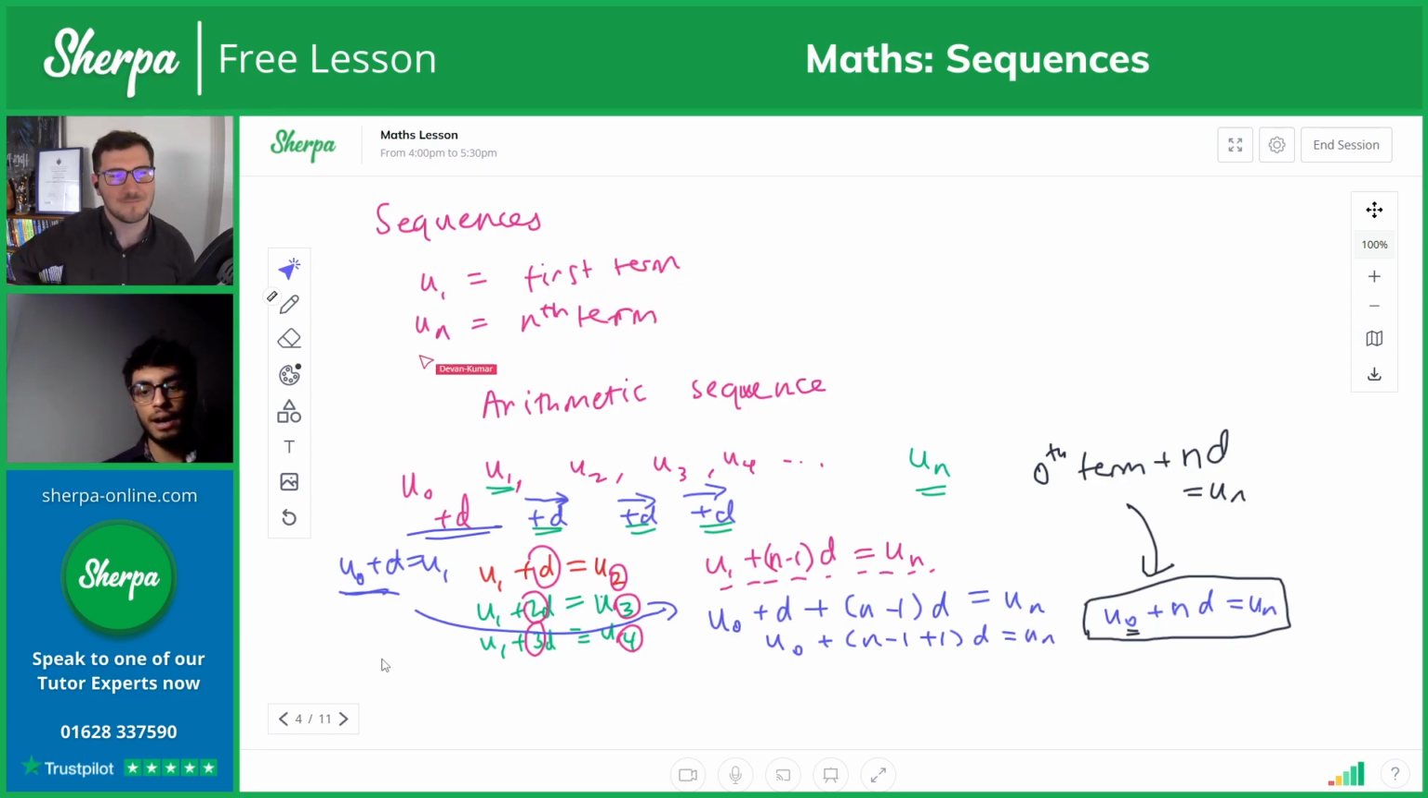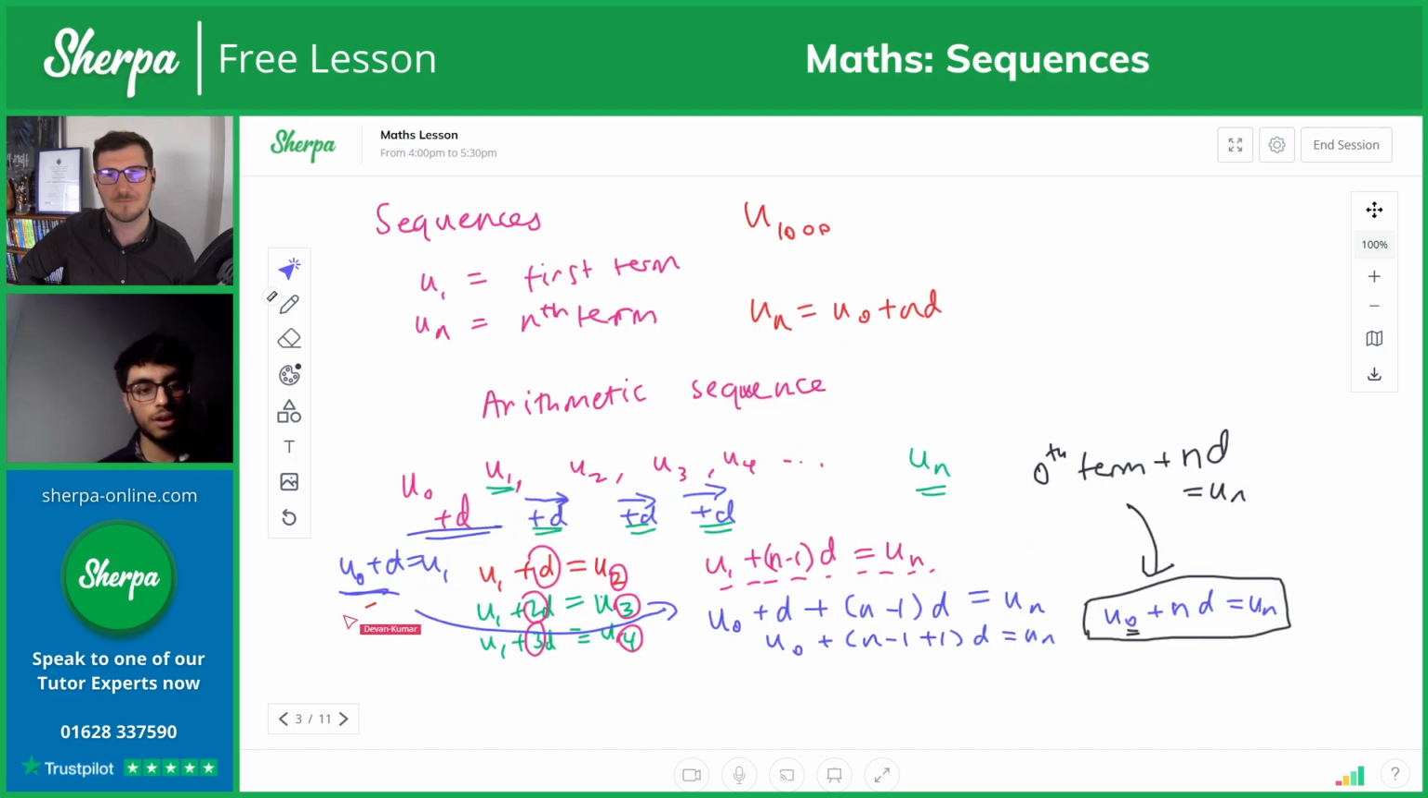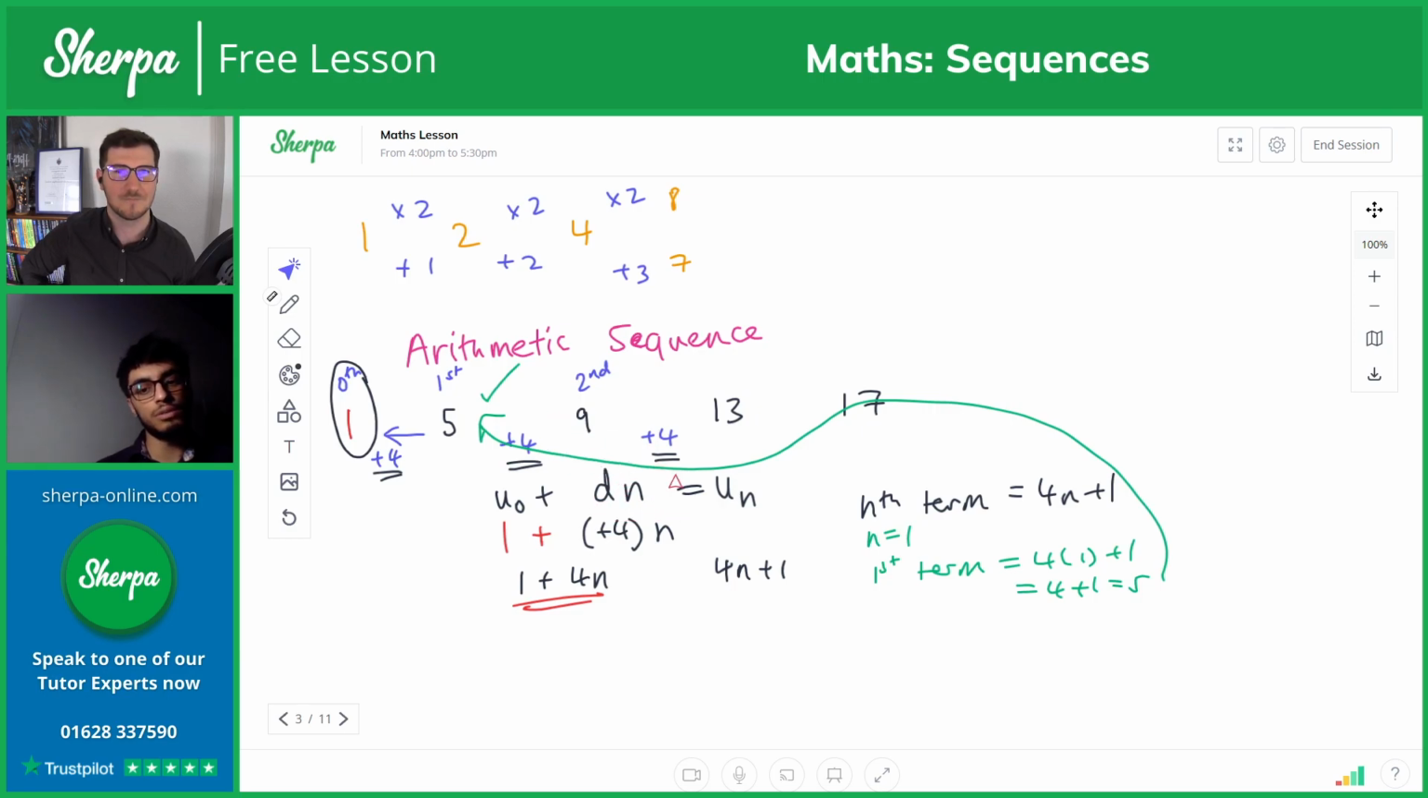Absolutely. So let's say we're trying to find the 1000th term. How are we going to denote it? If the first term is u1 and the nth term is un, the 1000th term is u1000. We have the nth term rule, un equals the 0th term plus nd. Going back a slide, we had an actual arithmetic sequence where we found the nth term was 4n plus 1. So let's try and find the 1000th term of this sequence.